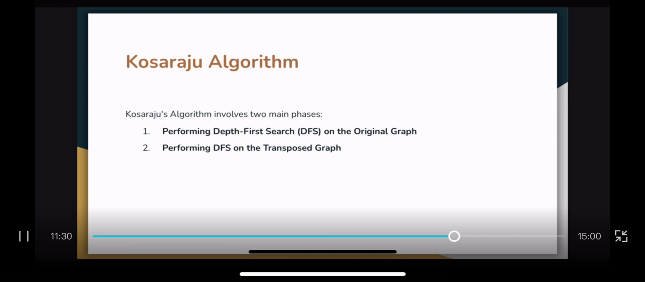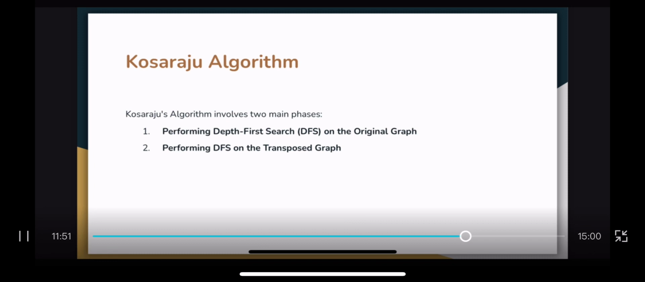The first one is to perform the DFS on the original graph. So basically in the first step, you run the DFS on the graph, and as you finish visiting each node and all its descendants, you add it to the stack or a list. And the order in which all nodes are added to this stack is very important because it helps you to identify the components in the next phase.